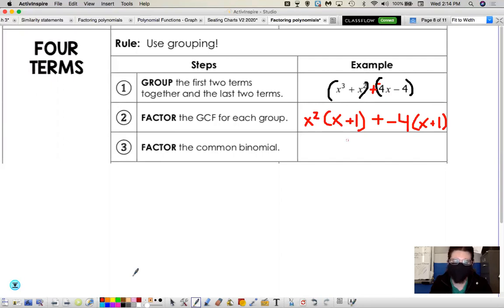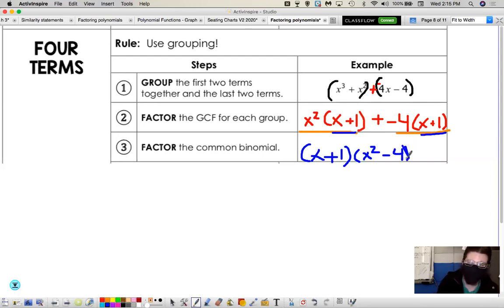After that, they should have something in common because we have 2 terms here. What do these 2 terms have in common? The x plus 1. They both have x plus 1 in them. Factor that out. What are we left with on this term? x squared. What are we left with on this term? The negative 4. That's how you factor by grouping.